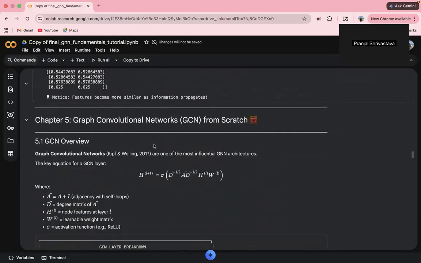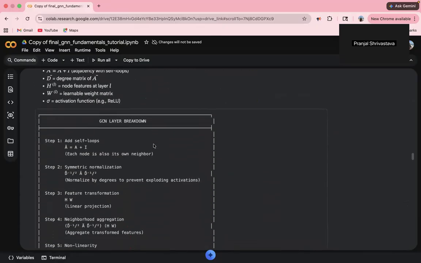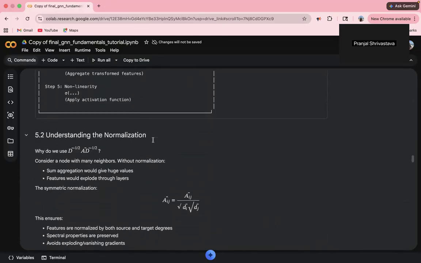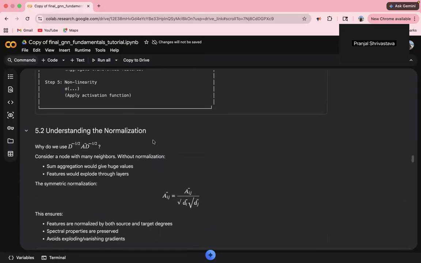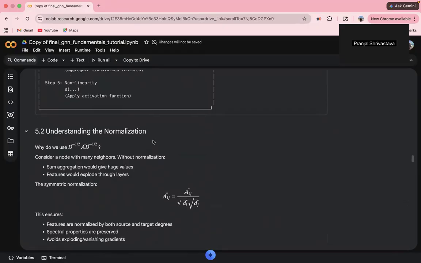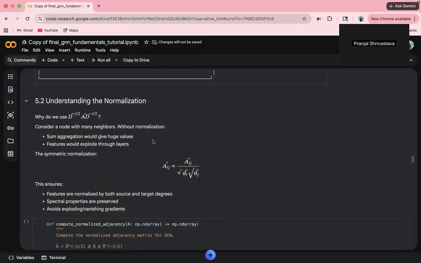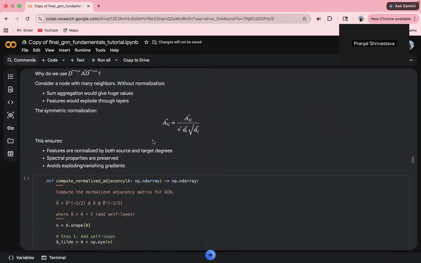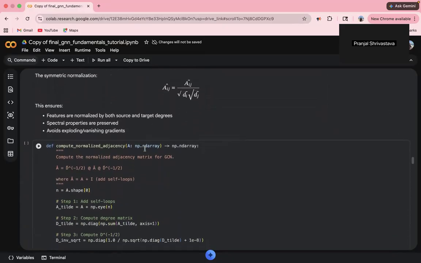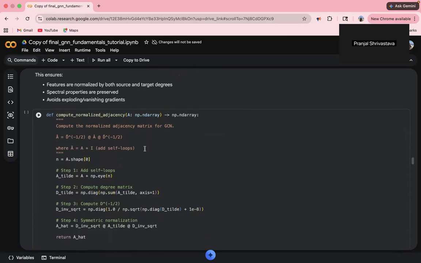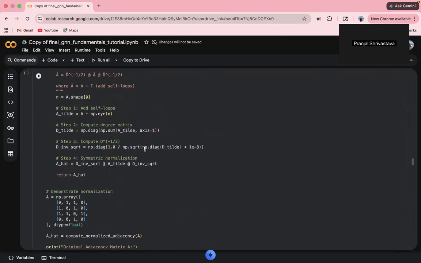GCN, Graph Convolutional Network from scratch. The GCN normalization has two steps. First, add self loops, so each node aggregates its own features along with its neighbors'. Second, apply symmetric normalization: divide each edge weight by the square root of both nodes' degrees. This prevents high degree nodes from swamping low degree neighbors. Node 2 has degree 3, so its contribution to its neighbors is divided by the square root of 3.